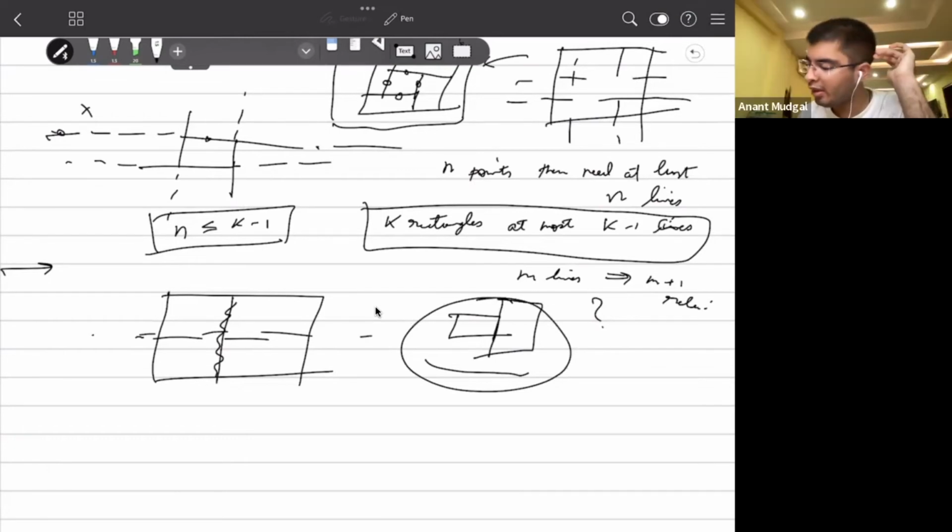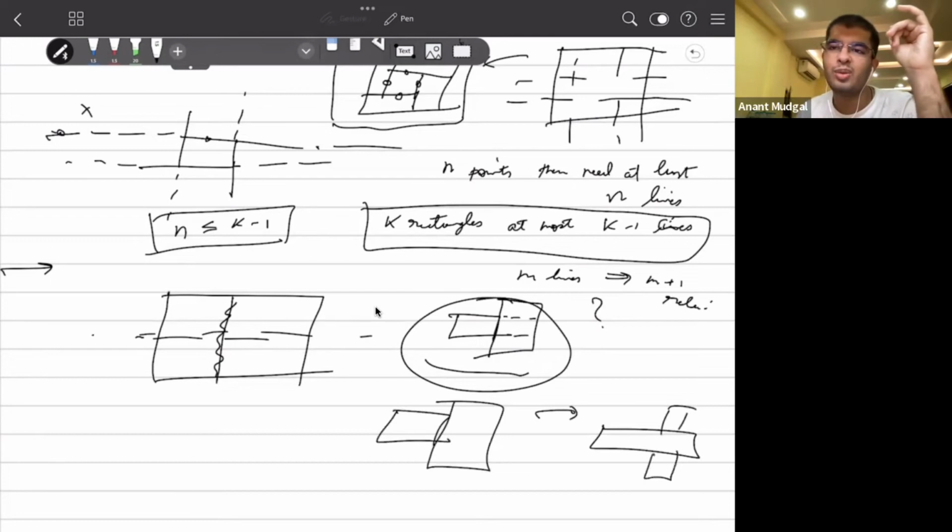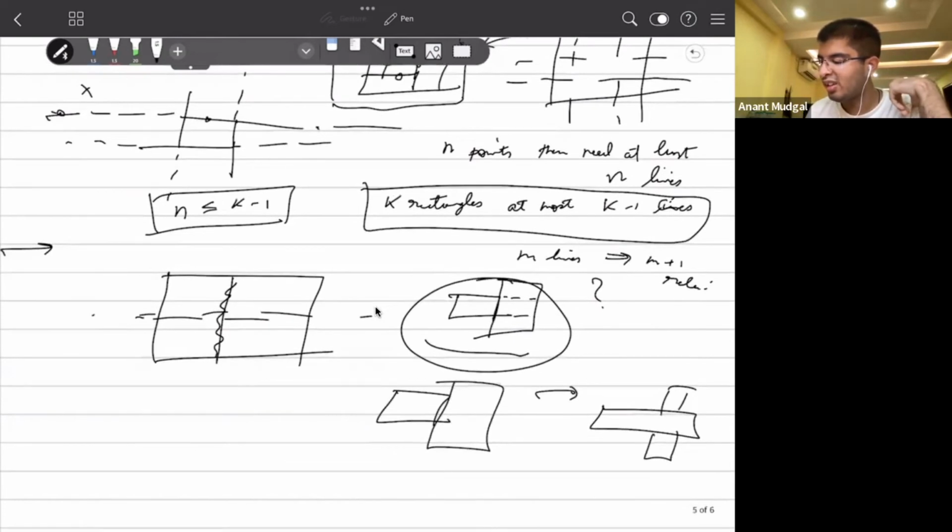Can't we just extend the lines? Yes, that's an idea, but when you do that, this splits, and instead of reducing the number of rectangles, the number of rectangles increases, right? Like you have this and this, and you transform it into this, this, and this. You get one extra rectangle. You don't want to increase rectangles, you want to lower rectangles if possible. So there's a problem in doing this.